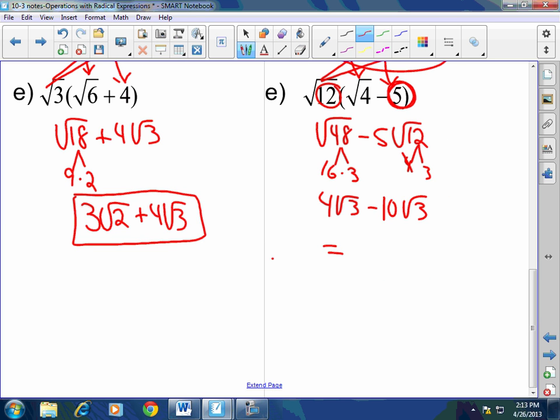4 square roots of 3 minus 10 square roots of 3 is negative 6 square roots of 3. Excellent. You with me, guys?